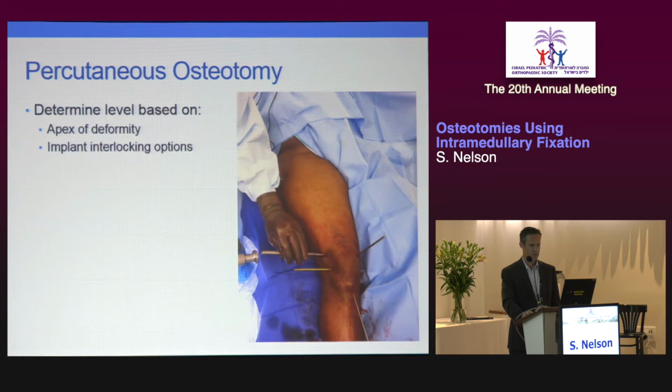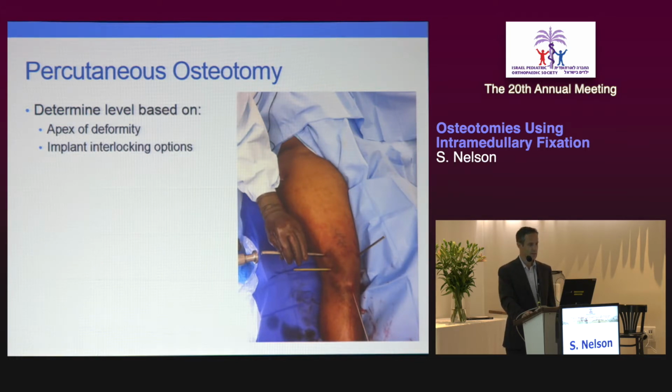Then as soon as the fixation points are placed, the three pins, you can perform your percutaneous osteotomy. This should be done before your reaming because you want to ream after your deformity is corrected and also provide some vent holes in order to decrease the incidence of fat embolism.